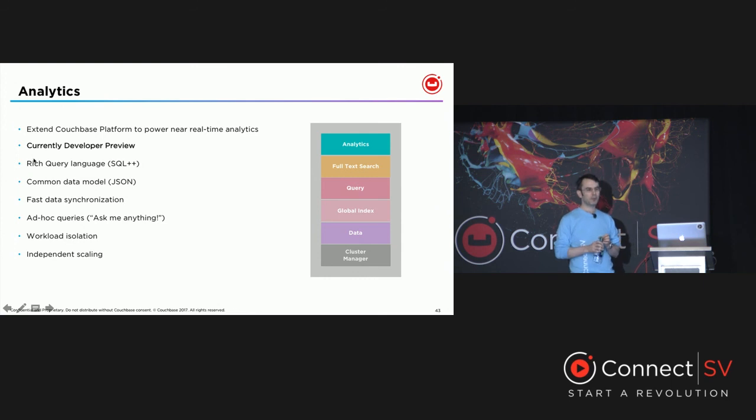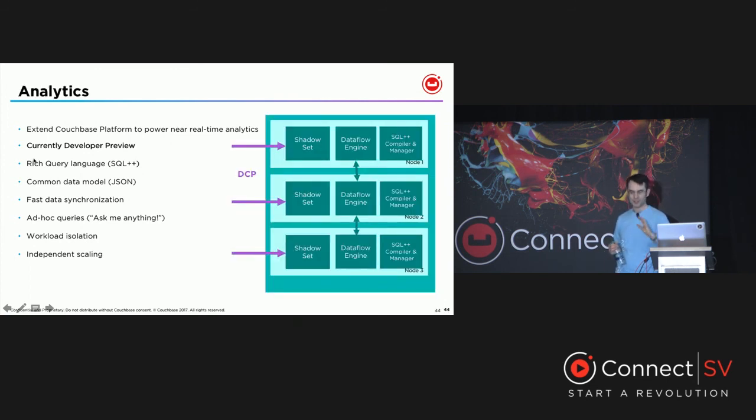We use the same DCP protocol, so this gives us fast data synchronization. This is important for analytics because it means you've got a near real-time copy of that data. You're not operating on a copy that was ingested by a batch job some time previously, and so you've got up-to-date results. It allows you to do ad hoc queries. You don't have to create an index up front. You can just create the query and ask me anything. And again, we have the same workload isolation and scaling we have using MDS.